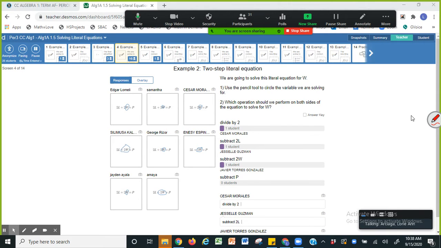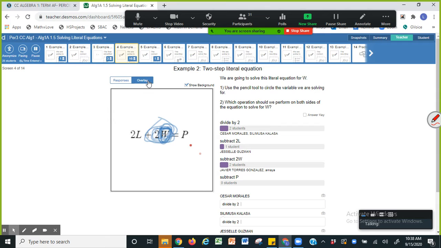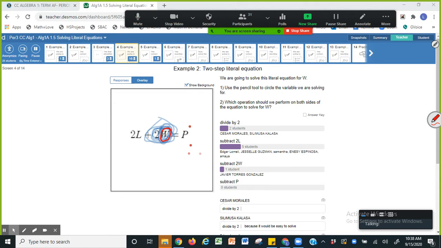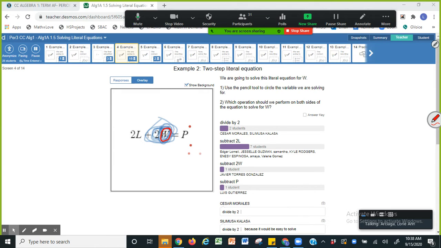Okay, one student voted divide by 2. Another voted subtract 2L. Another voted subtract 2W. What do you think is the right one? If we're solving for W, can we divide by 2 right away, or is there any other quantity that's in the way? Can we divide by 2 right away, or do we need to get rid of the 2L first? What do you guys think? So how can we get to W in this equation? Do we divide by 2 or get rid of the 2L?